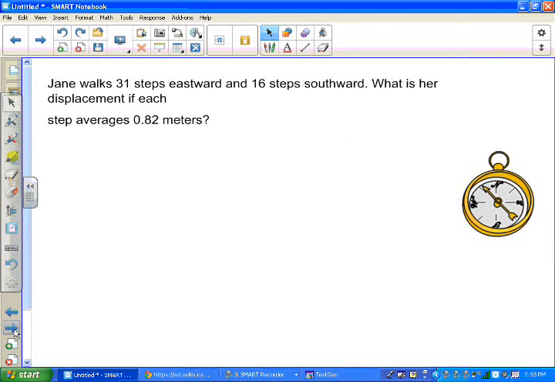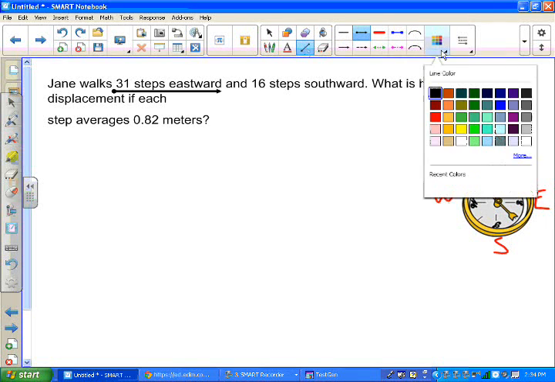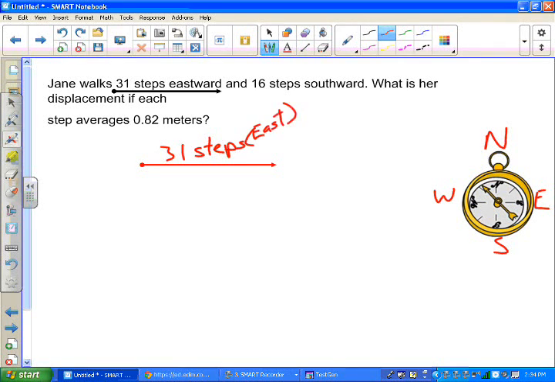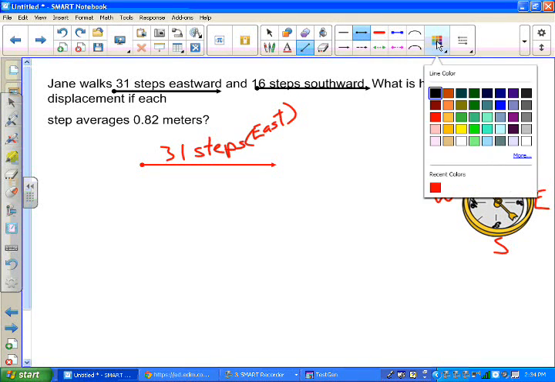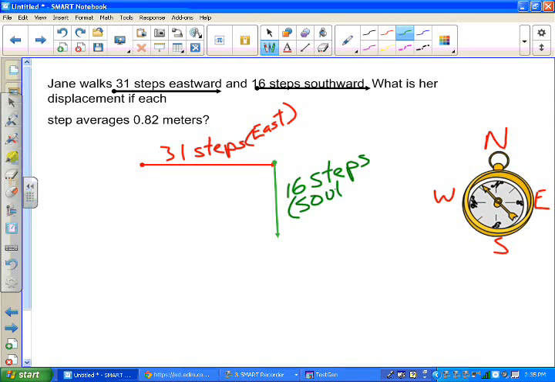Now for the next one, we're told that somebody walks 31 steps in the east direction. And so remember that we have "never eat shredded wheat," or north, east, south, and west. So 31 steps in the east direction. Then they walk 16 steps in the south direction. So I'm going to draw my picture, 31 steps due east. Then from that point, they walk 16 steps due south. Okay? And then the final question is, what is their displacement if an average step is 0.82 meters?